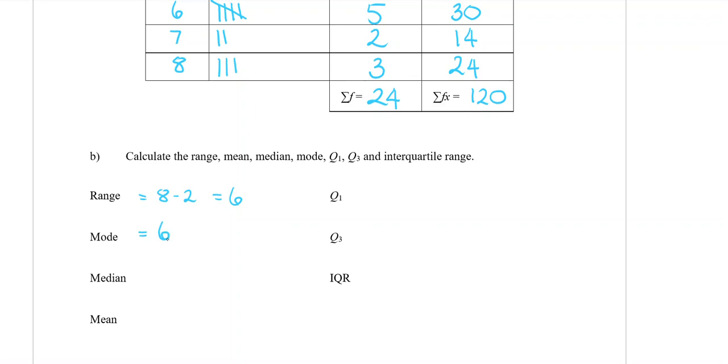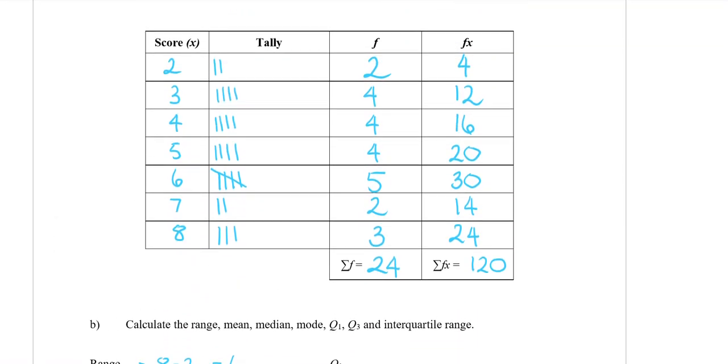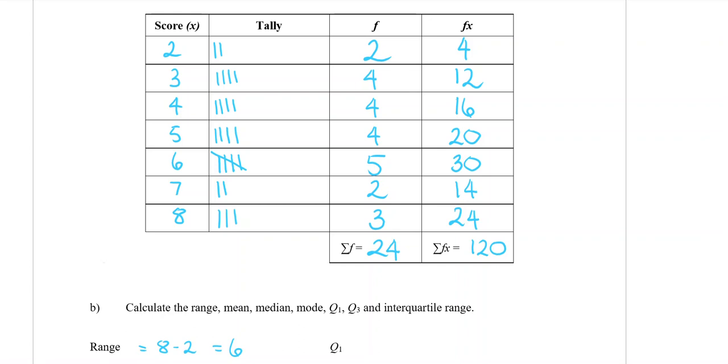The median. To find the median, I need to find the middle. If it was just a line of data, I could start crossing things off from the beginning and end, and I would find the middle. It's a bit harder to do that when it's in a table.